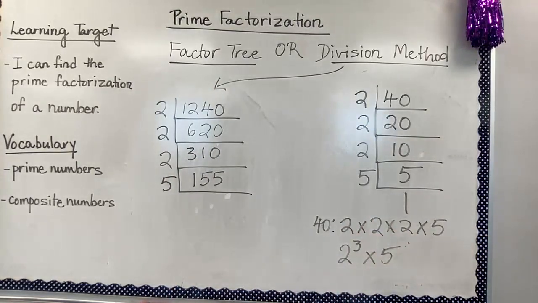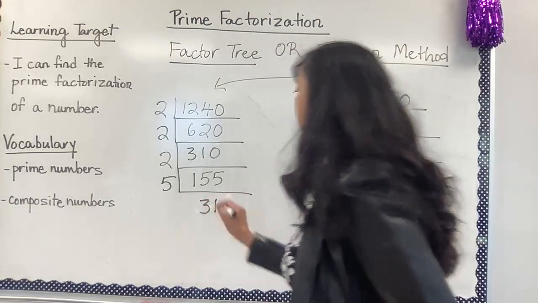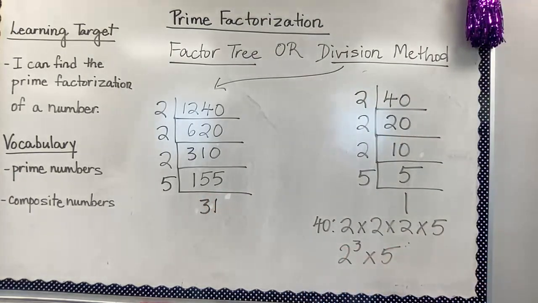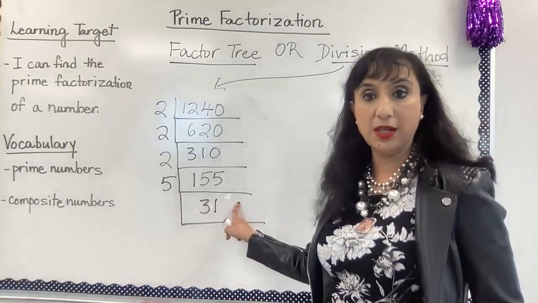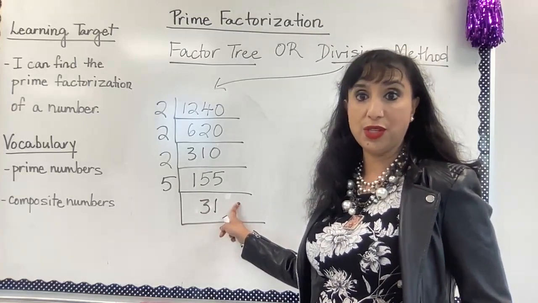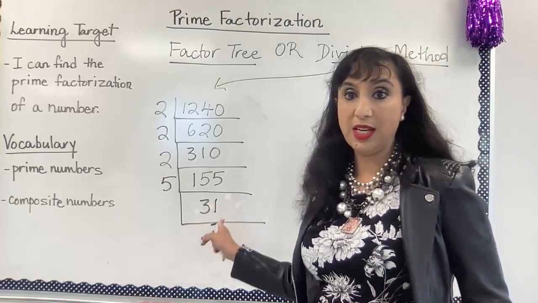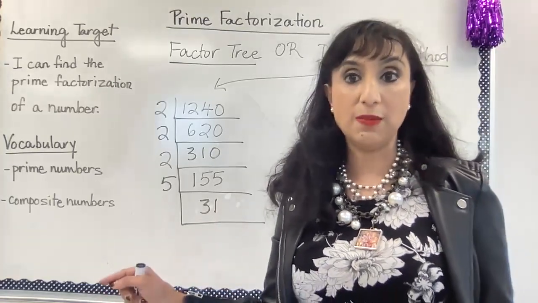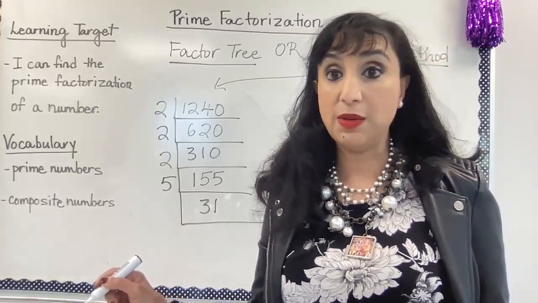Okay, so if I divide 155 by 5, I know that 3 times 5 is 15 and 1 times 5 is 5. Okay, now let's look at 31. It's not an even number. It's not ending in 0, 2, 4, 6, 8. All right. The divisibility rule for 3 doesn't work because 3 plus 1 is 4. Okay, and 4 is not divisible by 3, does not end in a 5, does not end in a 0, so it's not divisible by those.